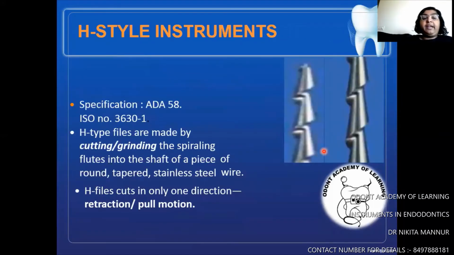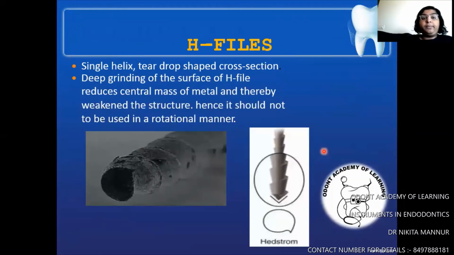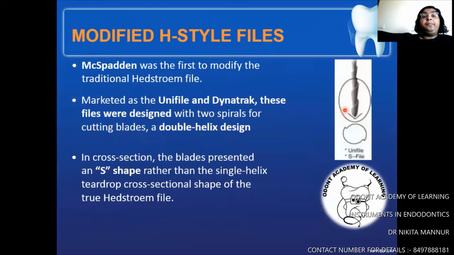Coming to the H file, H files are made by cutting and grinding the spiraling flutes into the shaft of a piece of round tapered stainless steel wire. The H file cuts in only one direction, that is retraction or the pull motion. H files, you can see the cross section here. It's a teardrop shaped cross section. Deep grinding of the surface of the H file reduces central mass of metal, and thereby it should not be used in a rotational manner. It will break if we use it in a rotational manner.